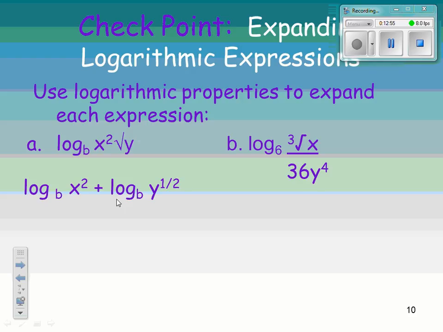But I'm not done because I can't leave these exponents right here. Remember that product property. We've got to grab that 2, swing it on down, 2 log base b of x plus 1/2, swing the 1/2 down, log base b of y.